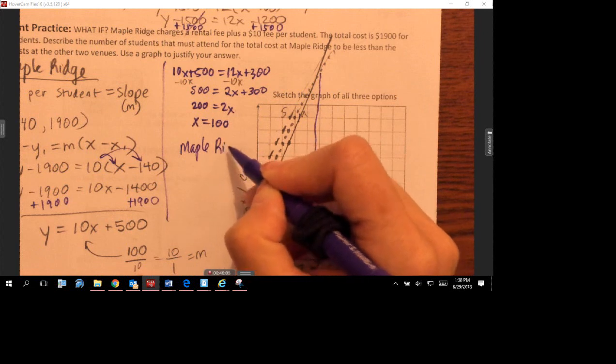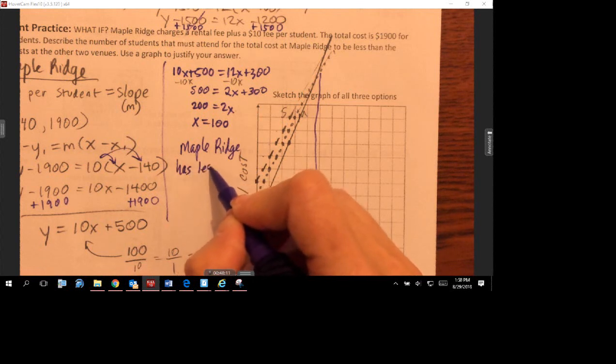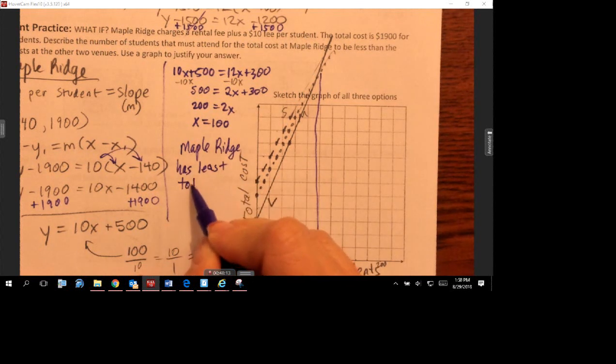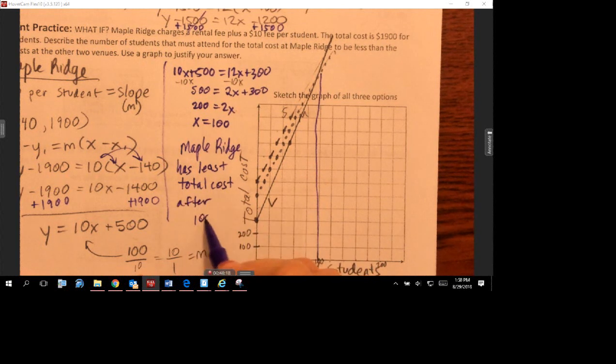Maple Ridge has the least total cost after 100 students.